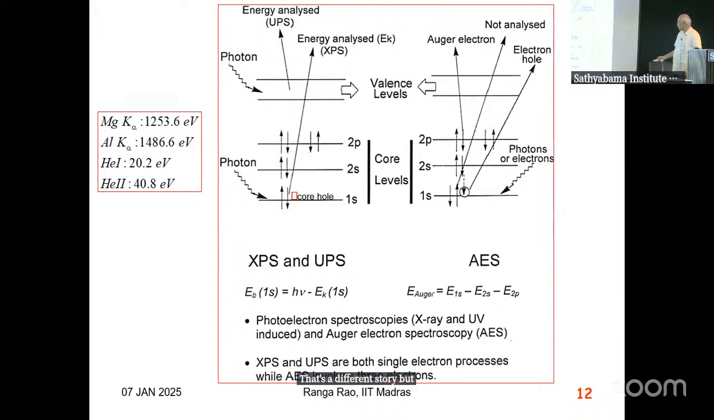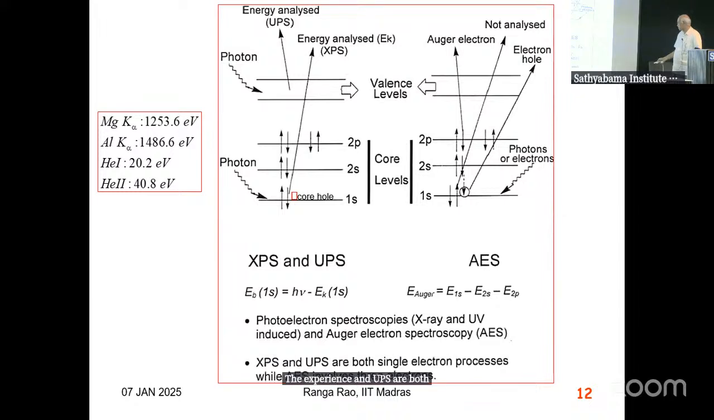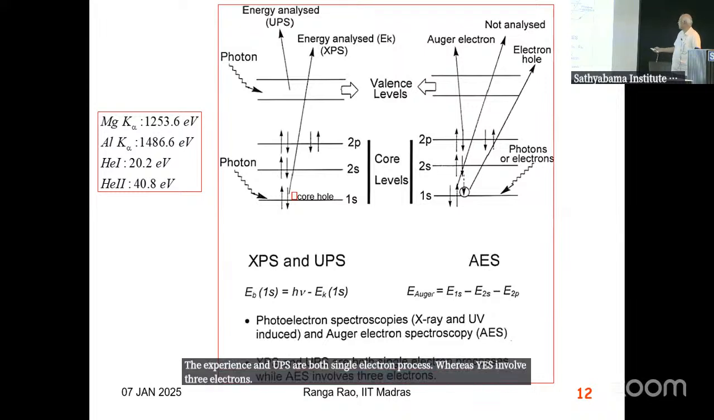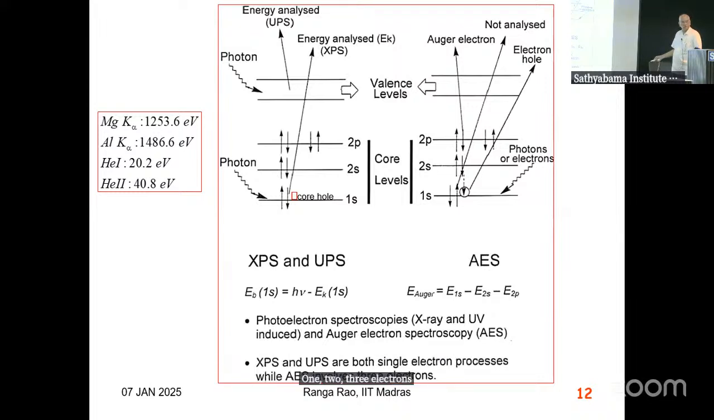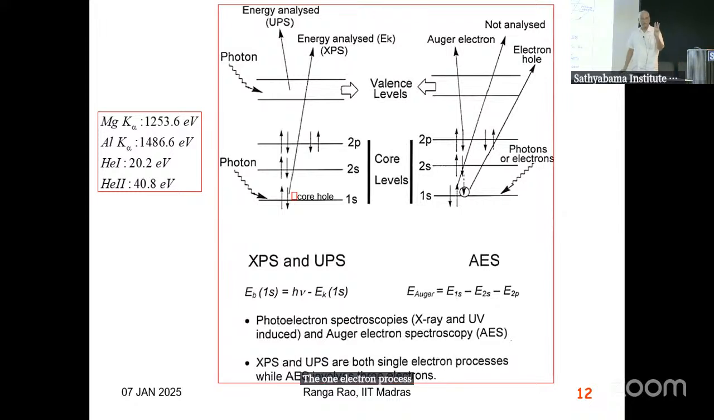So photoelectron spectroscopy is X-ray and UV induced, and then there is Auger electron spectroscopy, AES. XPS and UPS are both single electron processes, whereas AES involves three electrons: 1, 2, 3 electrons are involved in Auger, whereas here only one electron is involved. The one electron process, the three electron process. All right, do you have any question on this?